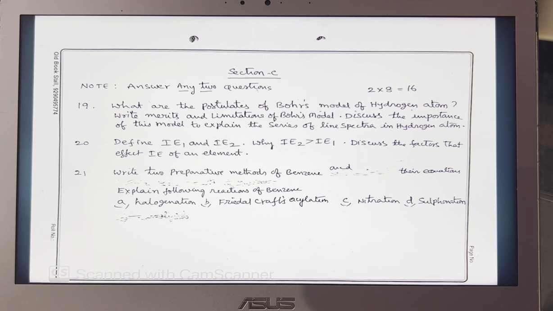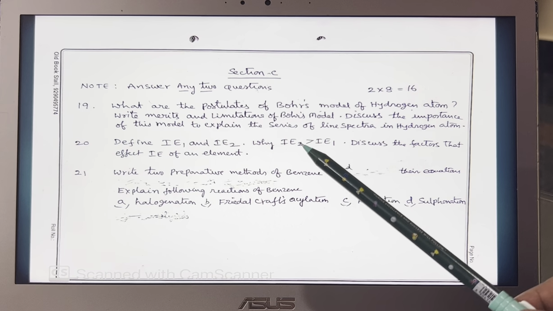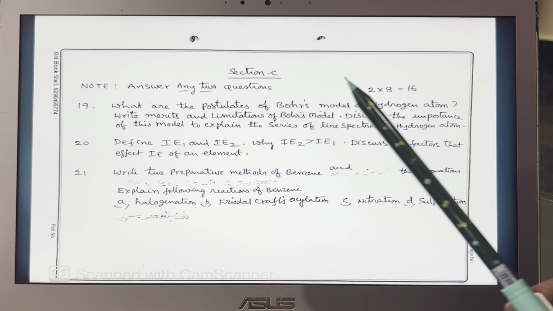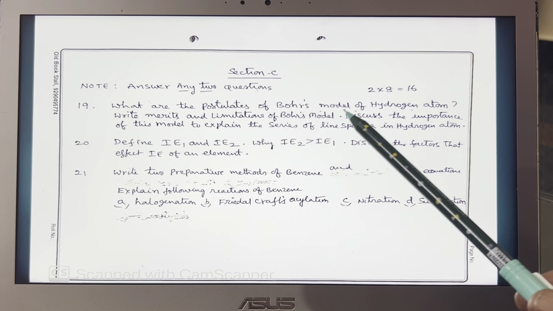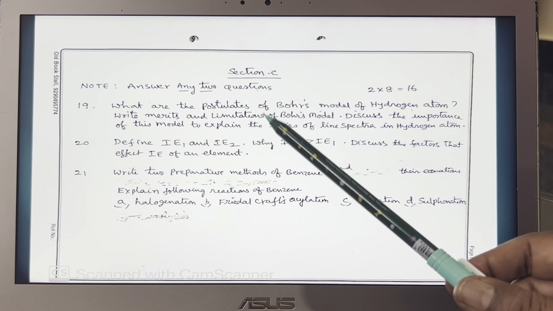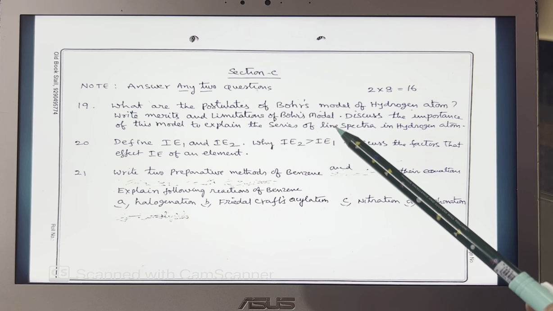Section C. There are 3 questions, you have to write only 2 questions. 2 into 8 is equal to 16. What are the postulates of Bohr's model of hydrogen atom? Write merits and limitations, that is demerits, defects of Bohr's model.